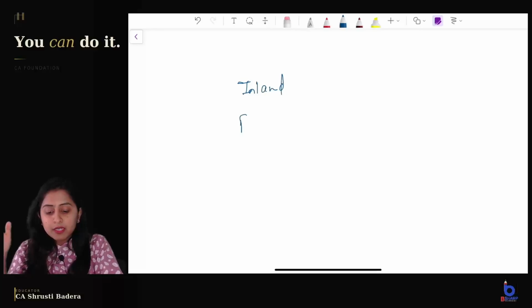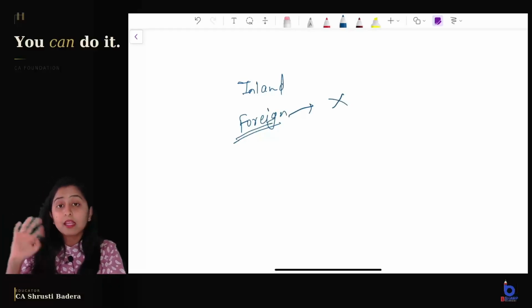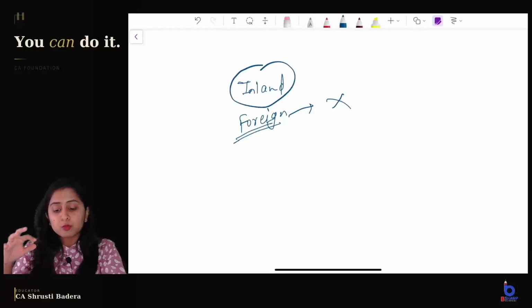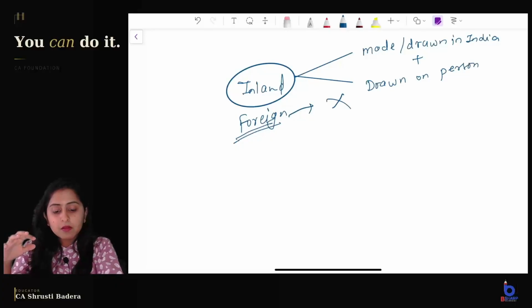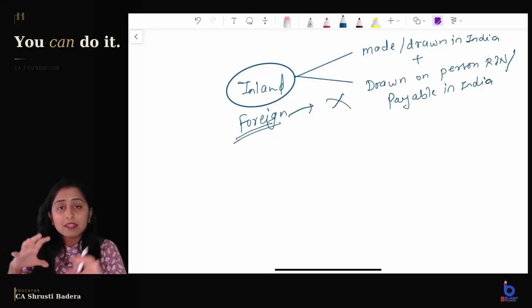The foreign instrument definition is very easy. A foreign instrument is one which is not an inland instrument. And what is an inland instrument? Two conditions: always made or drawn in India, plus drawn on a person resident in India. Okay, resident in India. If this condition is not satisfied, check if it is payable in India. Right? So that is the thing.